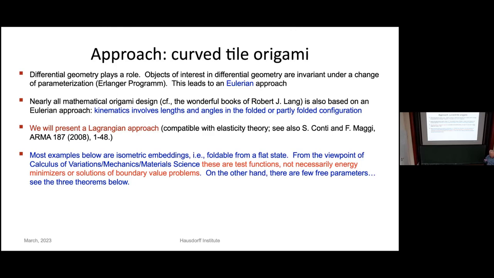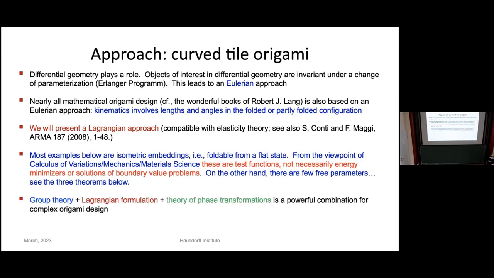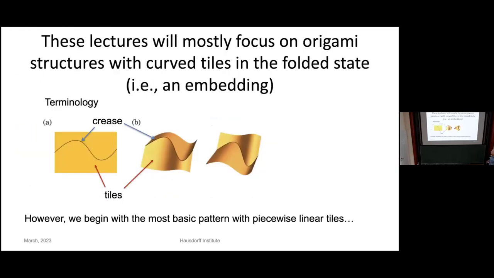So there's a big opportunity for mathematics in terms of posing and understanding the boundary conditions for well-posedness of curved tile origami. It's a completely open area. I mean, most of what I'm discussing is completely open. And we're going to use a lot of group theory, this Lagrangian formulation. Some ideas from the theory of phase transformation carry over nicely to origami design.